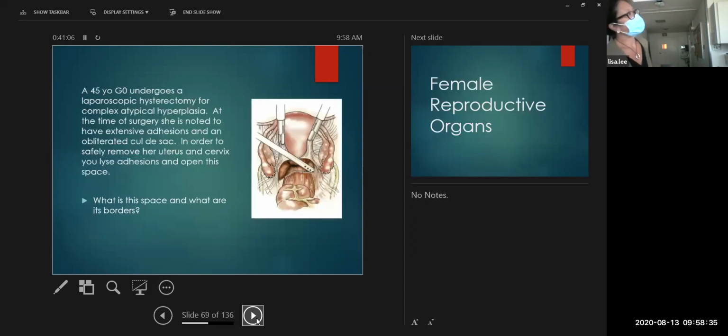Okay, a 45-year-old G0 undergoes a laparoscopic hysterectomy for complex atypical hyperplasia. At the time of surgery, she's noted to have extensive adhesions and an obliterated cul-de-sac. In order to safely remove her uterus and cervix, you lyse adhesions and open this space. What is this space and what are its borders?